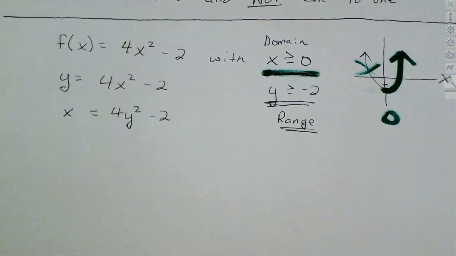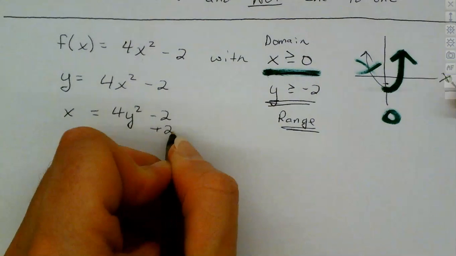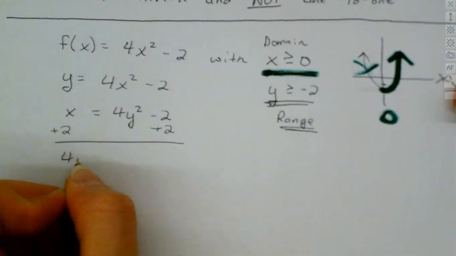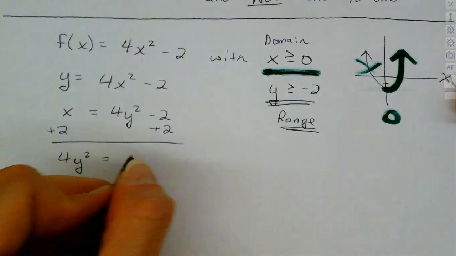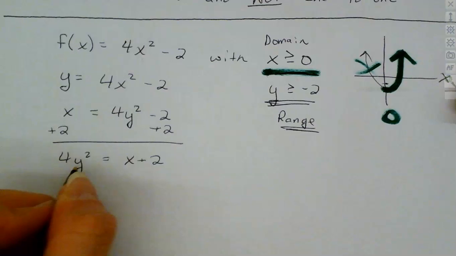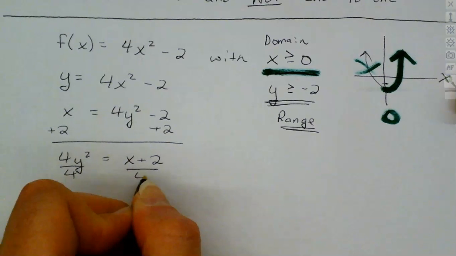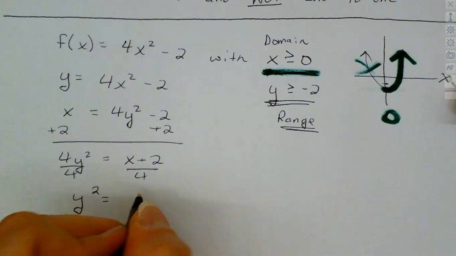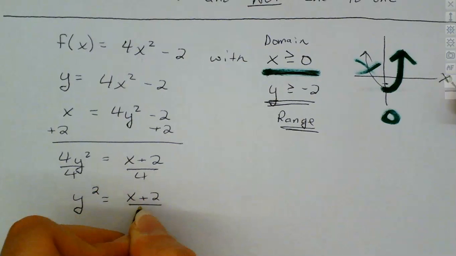And we can solve this, can't we? It'll take a little bit of work, but we'll go ahead and add the 2 over. And we've got 4y squared equals x plus 2. We'll divide by our 4. X plus 2 over 4.